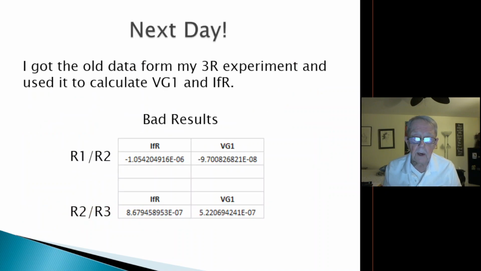Well, by the time the next day happened, I decided to test this out a bit. I got some old data from that 3-hour experiment and used it to calculate VG1 and IfR, and wow, it was terrible. Not only were the numbers all over the place, but this one is negative. What that means is that C is larger than B, and somehow the current's increasing as you go around, and you're expecting losses. No, that's wrong. Something's wrong.